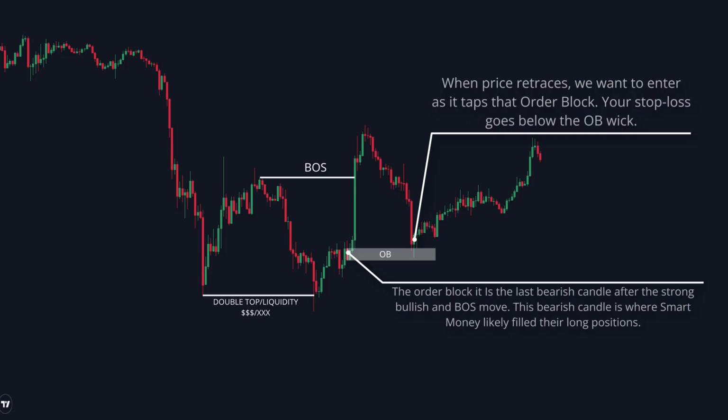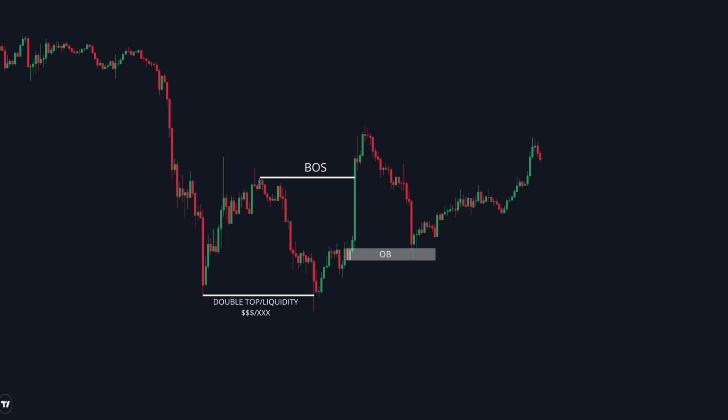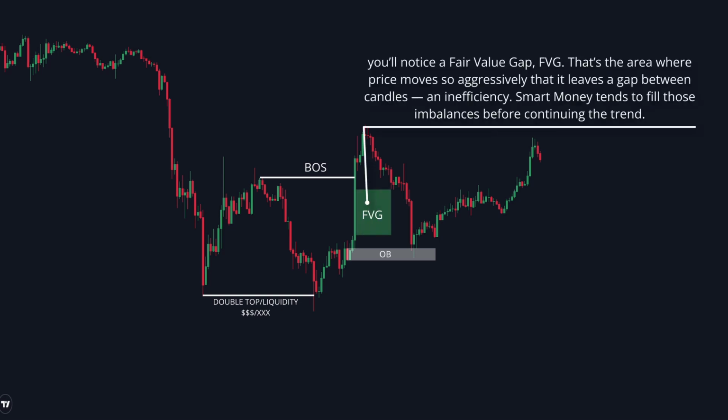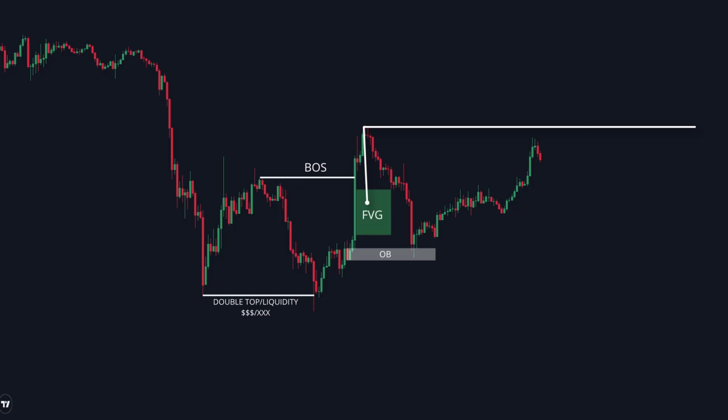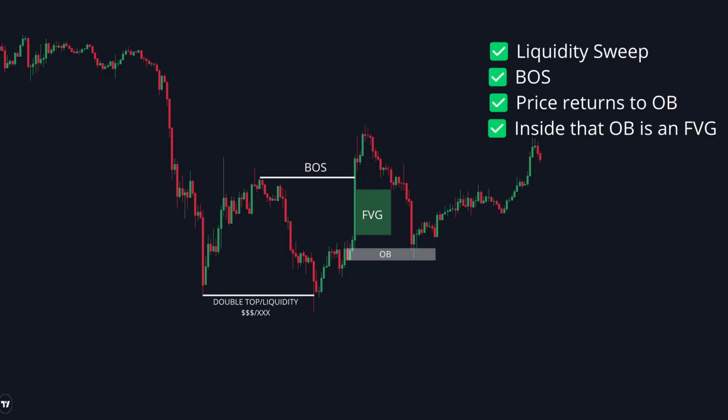But it gets even better. Right above the order block, you'll notice a fair value gap, you can call it FVG. That's the area where price moves so aggressively that it leaves a gap between candles, an inefficiency. Smart money tends to fill those imbalances before continuing the trend. So now we have a confluence setup. If you look carefully at this setup, we have a liquidity sweep, BOS, price returns to the OB, and inside that OB is an FVG.